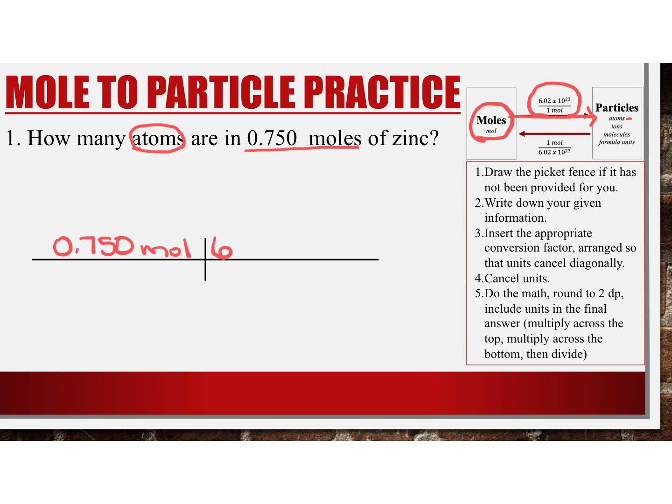So the 6.02 times 10 to the 23rd goes in the upper right, but our unit is atoms, because that's what we're looking for. So we're going to be sure to write that as well. And then we're going to have 1 mole on the bottom. All right, so our problem is set up, and we're ready to solve it.